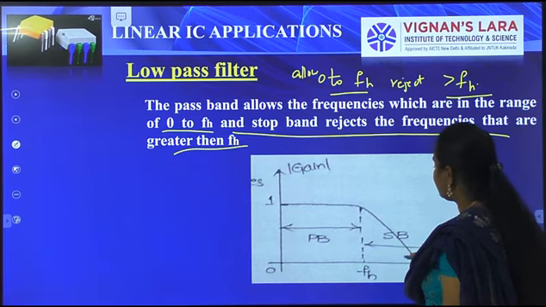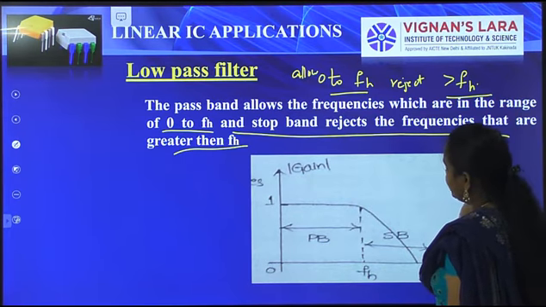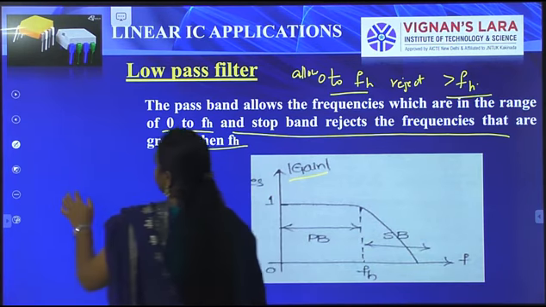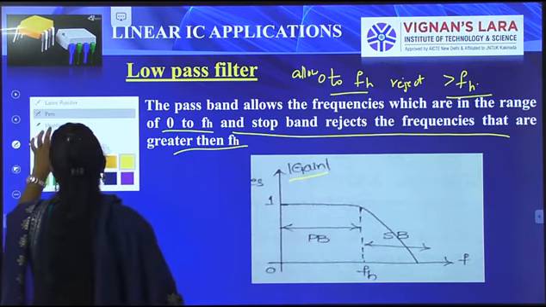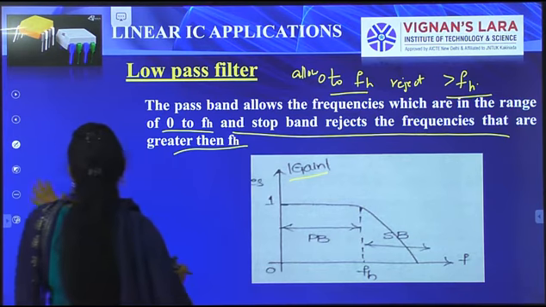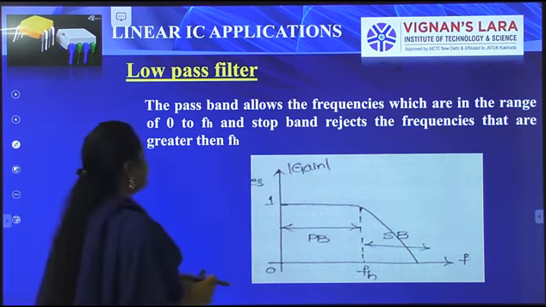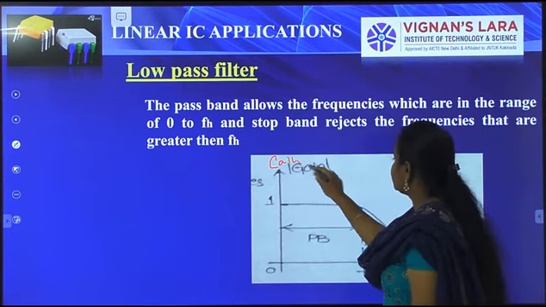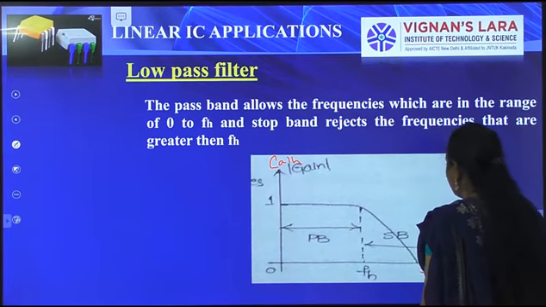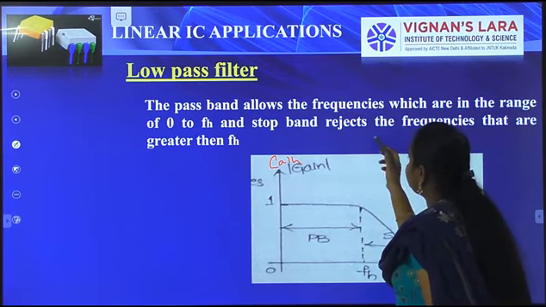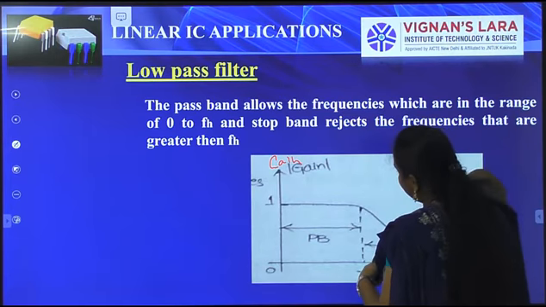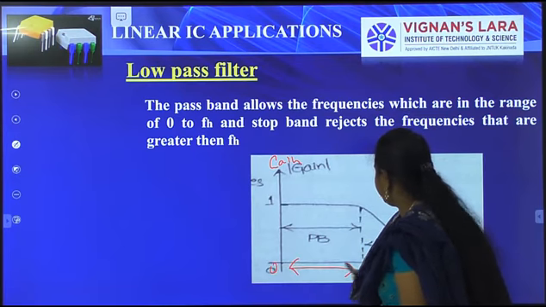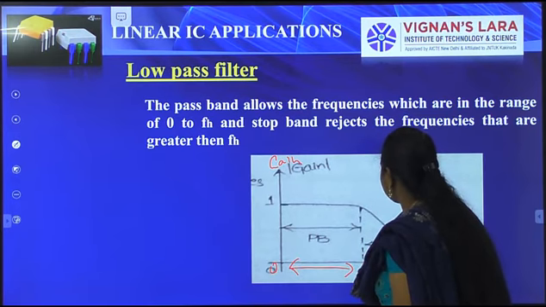So here, we have a diagram of the transfer characteristic between gain and frequency F. On the y-axis, we have the gain, and on the x-axis, we have the frequency. So here it allows the frequencies in the range from 0 to FH. Here it is 0, here it is FH. Here FH is the cutoff frequency.